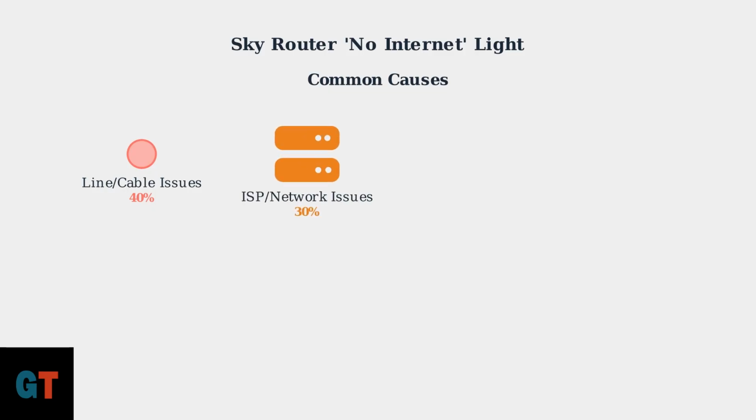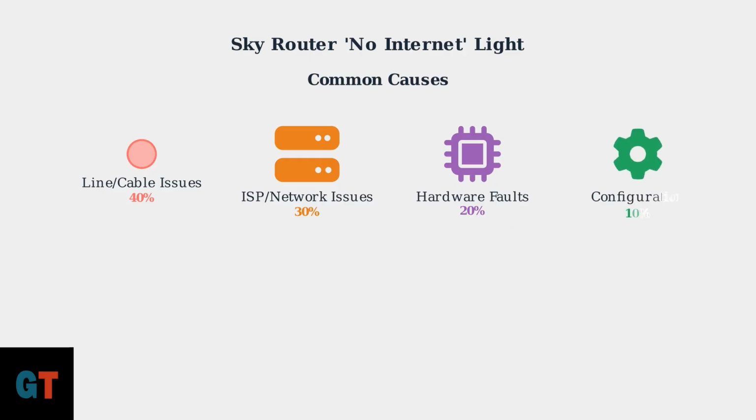Network problems from your internet service provider make up 30% of cases. This includes area outages, exchange maintenance, and network capacity issues. Router hardware faults account for 20% of problems, often caused by overheating, firmware corruption, or component failure. Finally, configuration issues represent the remaining 10%, including incorrect settings, authentication problems, and DNS conflicts.